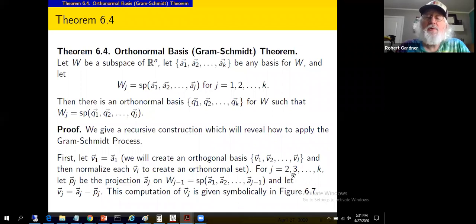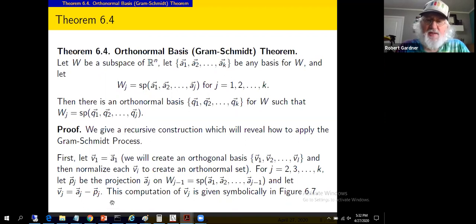Now for j equals 2, 3, and so forth, recursively, let p sub j be the projection of a sub j onto W sub j minus 1, which will be the span of a1 through a sub j minus 1. That's as given. And let v sub j equal a sub j minus p sub j. This computation of v sub j is symbolically represented in a picture. So it's all geometry. This is the algebra in the linear algebra part, but it's really the geometry that will help you remember it.